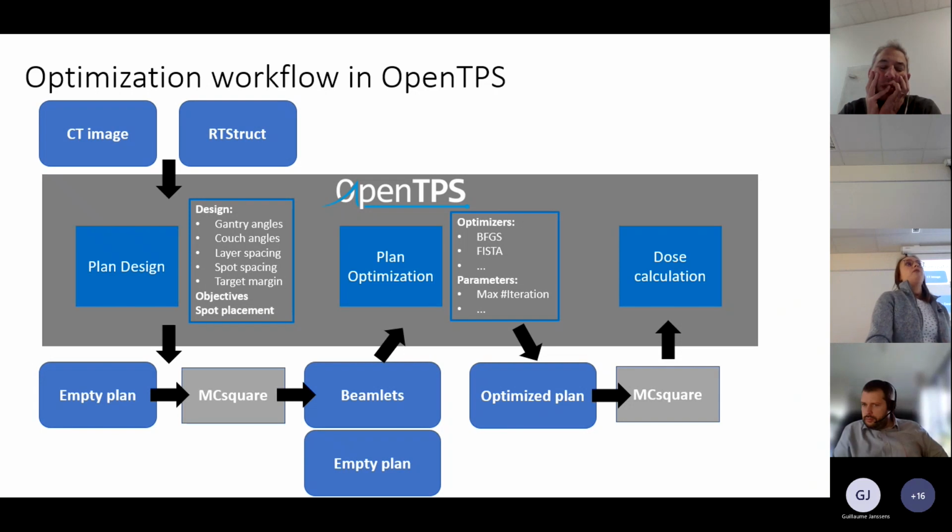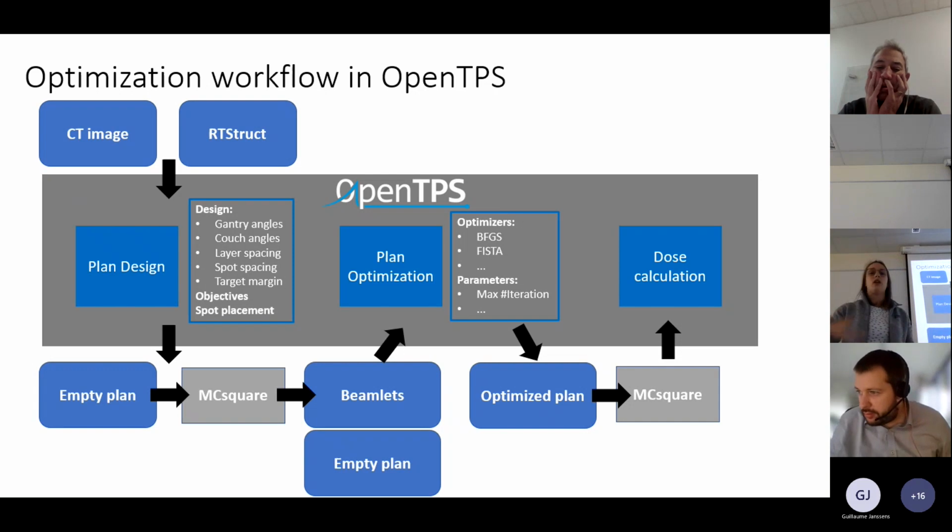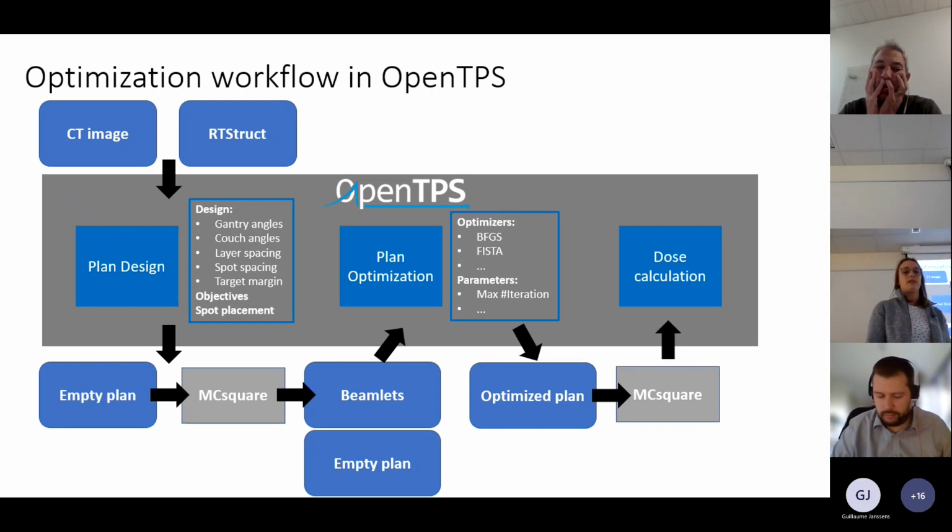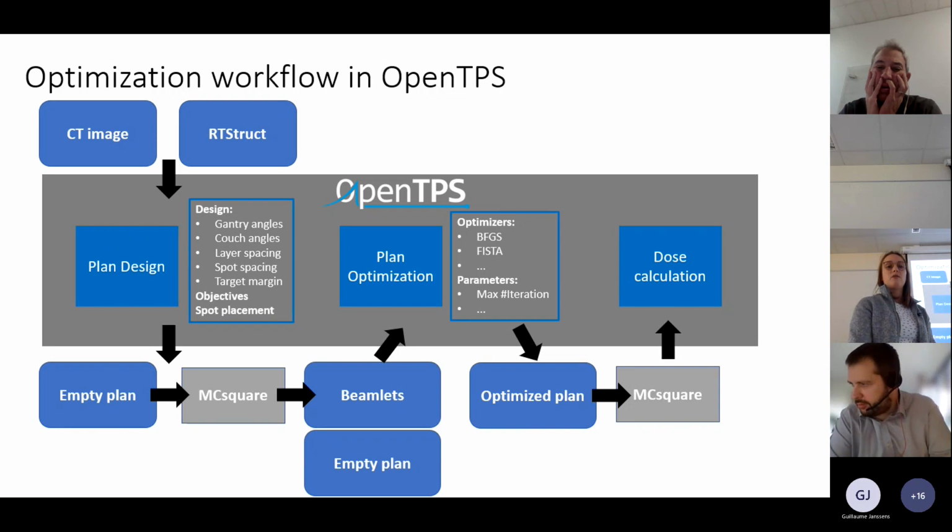But this plan is still empty, right? Because it has this list of spot X and Y, gantry angle, energy layers, but the spot weights for the moment are all set to 1. And so the optimization will tune these weights. Once we have this plan, we send it to MCsquare. And then MCsquare will, based on that plan, produce the beamlets.